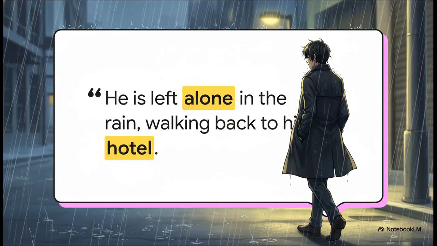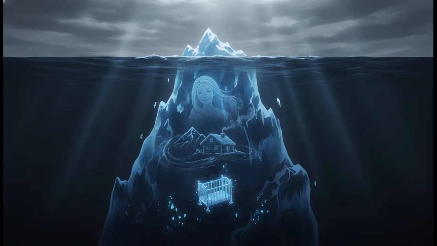And with that simple, devastating sentence, Frederic's whole world is just obliterated. There's no grand speech, no emotional breakdown. There's just a man walking alone in the rain back to his hotel. And this right here, this is the true power of the Iceberg Theory. The weight of the story isn't in what's written on the page. It's in the immense, unspoken, bottomless grief that's contained in that final, silent walk.